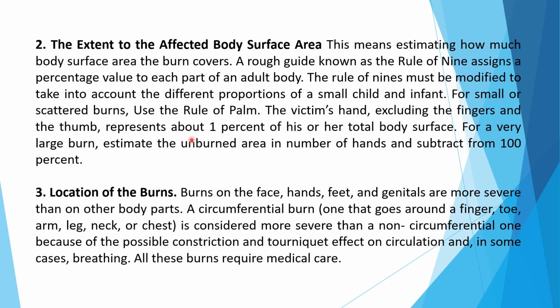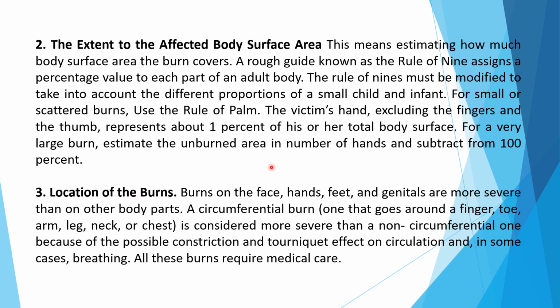For small or scattered burns, use the rule of palm. If it is small only, rule of palm. If it is a large body part, rule of 9. The victim's hand, excluding the fingers and the thumb, represents about 1% of his or her total body surface. For a very large burn, estimate the unburned area in number of hands and subtract from 100%. So, if the burn is large, estimate the unburned area.